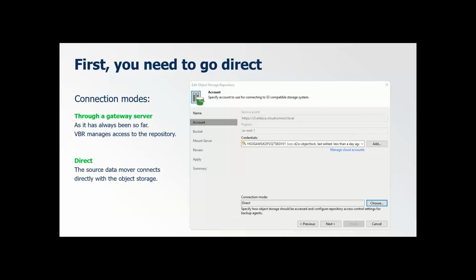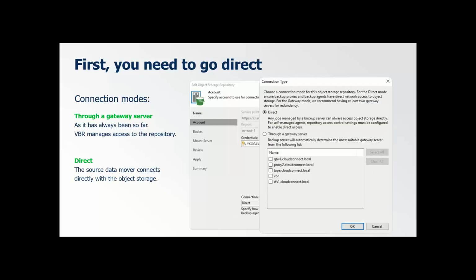Or we go direct, which means every source data mover, being the proxies for VBR, the repository if it's a backup copy, or the remote agents, are going to write directly into the object storage. This is the premise. This is the first step we need to do in the design. Okay, so we go here, we say choose, and we choose the direct mode. So it's not through a gateway server anymore. We choose the direct option.